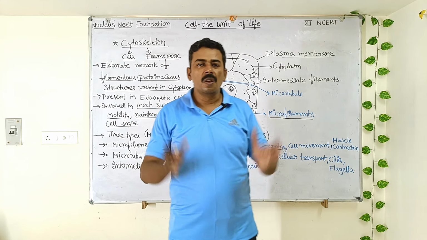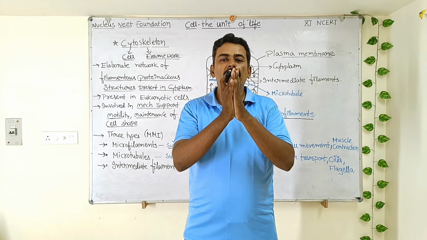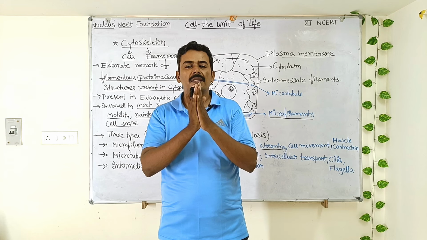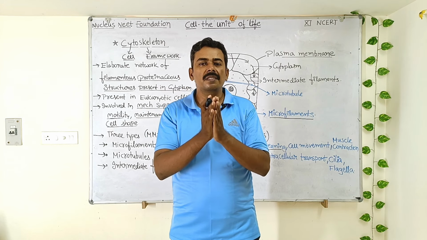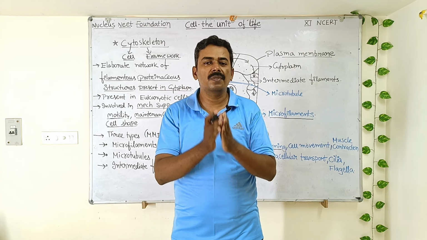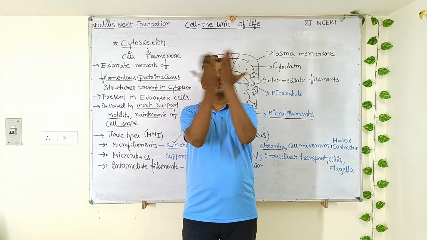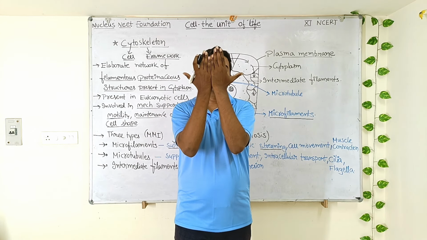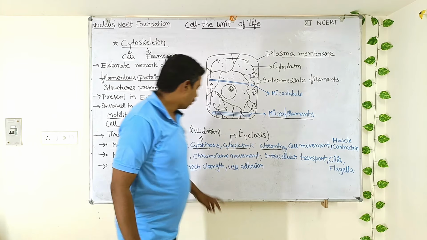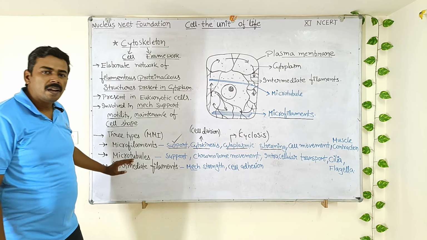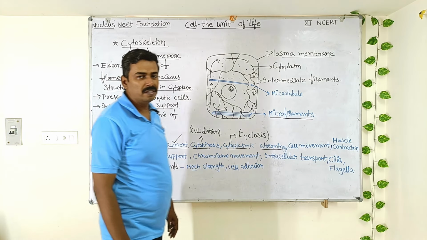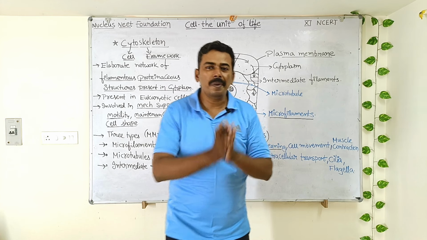Cell adhesion means one cell attaches firmly to the neighboring cell. We call it cell adhesion. This we can see especially in the case of animal cells, which do not have a middle lamella. One animal cell can attach to another neighboring animal cell tightly with the help of these protein filaments called intermediate filaments. Understood, students? Now copy down this.